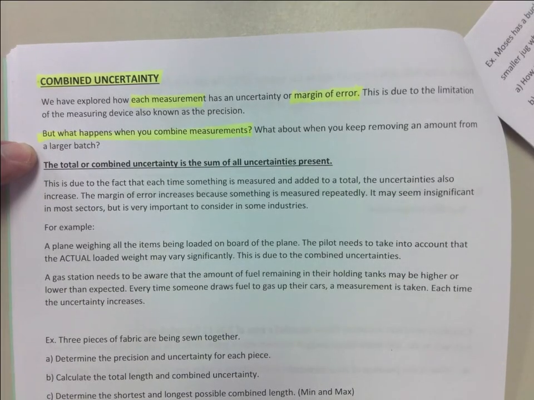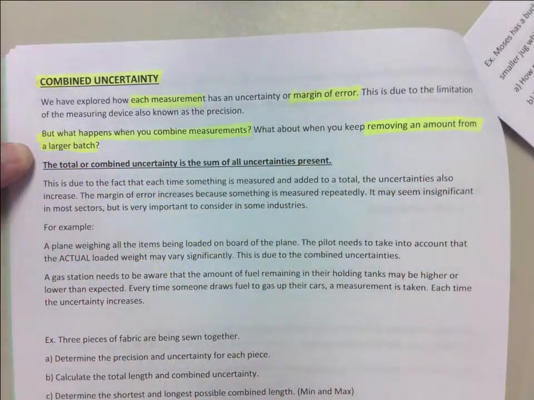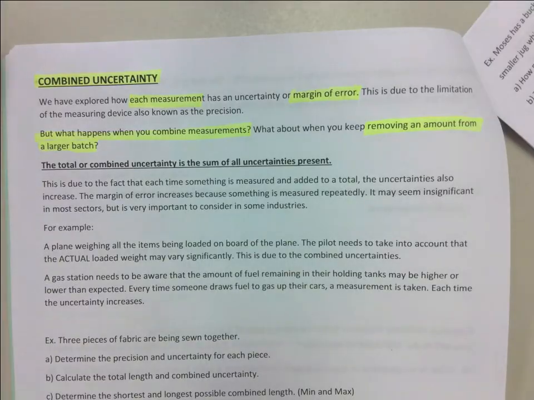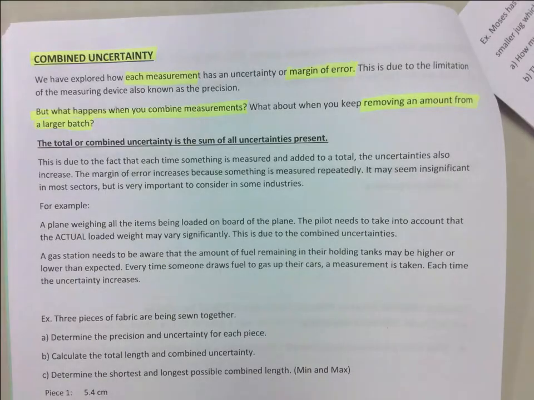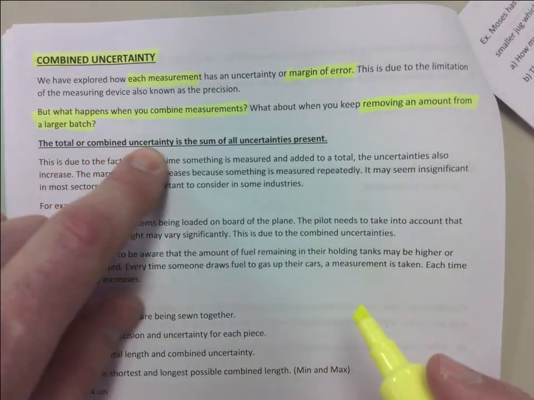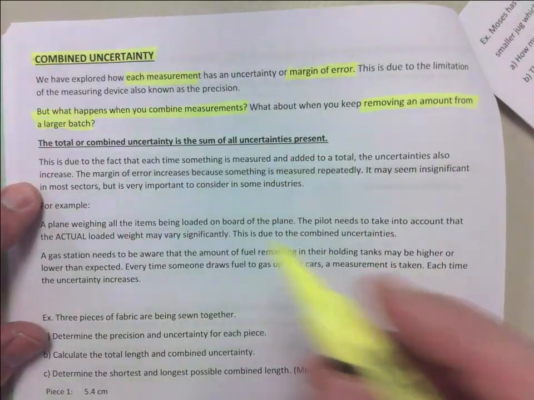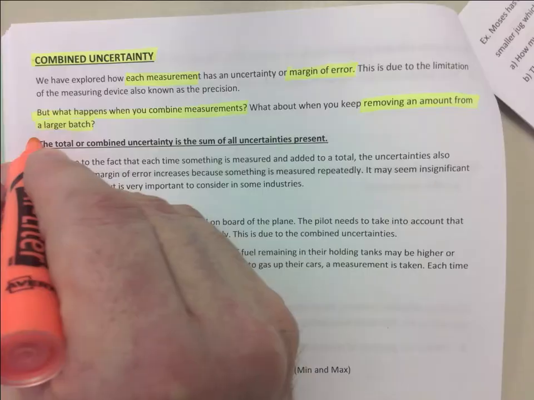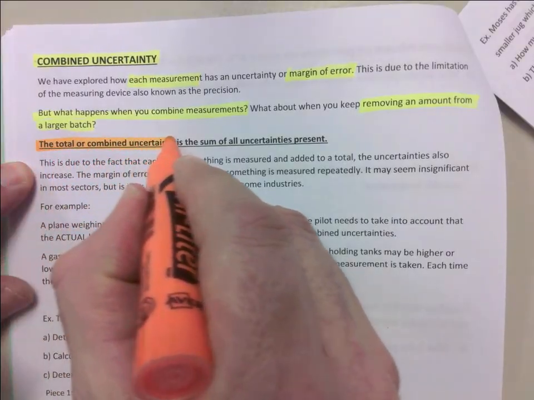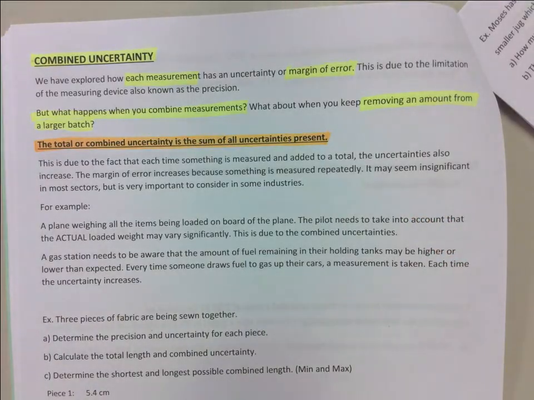What happens then? Okay, so it could be removing an amount from a larger batch or adding a bunch of measurements together. Okay, what happens then? So the total or combined uncertainty is the sum of all uncertainties present. Okay, so this is important here. I'm going to use a different color for this. The total combined uncertainty is the sum of all uncertainties present.